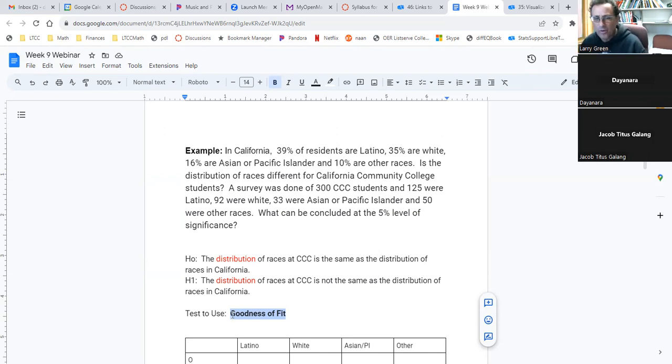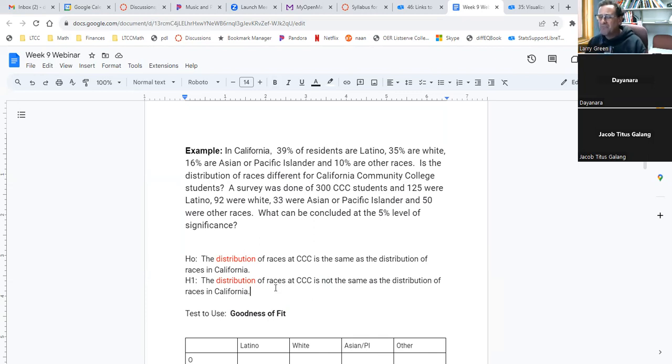The reason why those words are used is what we're doing is we're saying, is there a goodness of fit for the distribution of California community colleges? Does it fit in a good way? Is it the same distribution as races in California? That's why they call it a goodness of fit test. Is it a good fit? Is California community college distribution a good fit for the distribution of California races? Any questions on this idea?